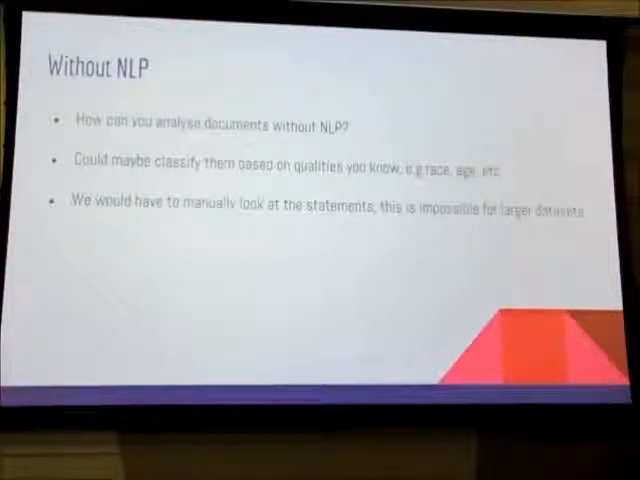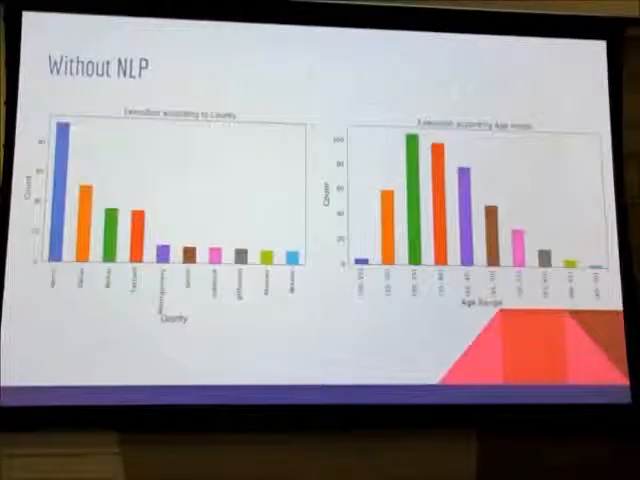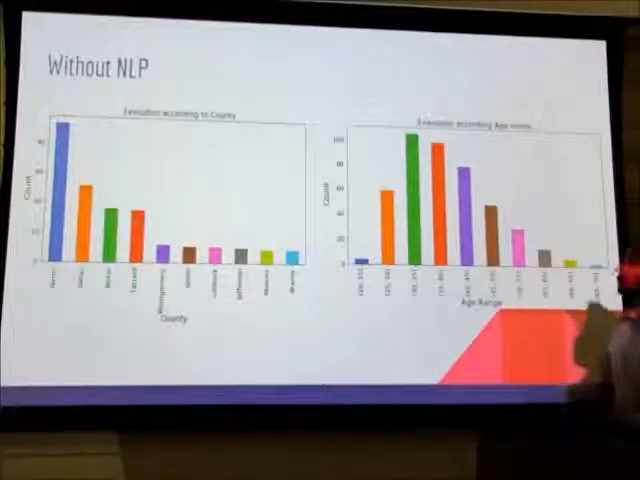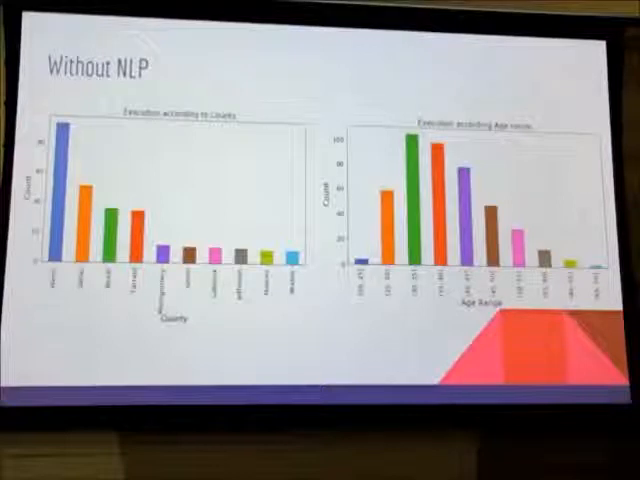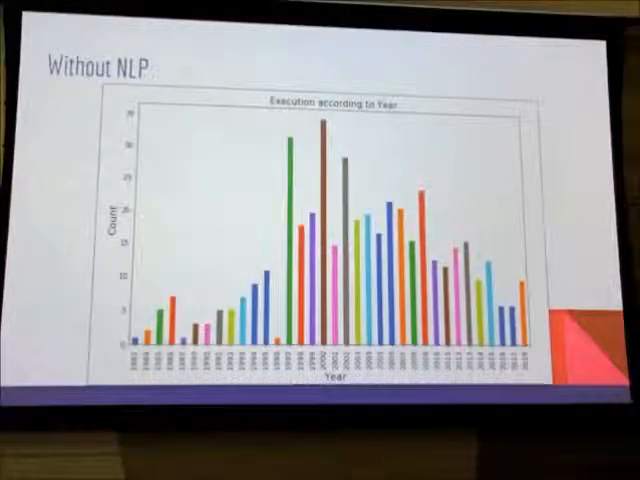So what people would have done without NLP is plot some graphs based on the county or the age range of the prisoners who have been executed. They would have shown the trend of which county has the most prisoners, or which is the most common age range in which people commit the crime or get the punishment. Moreover, they would have seen the trend according to the date, which shows how the number of punishments increases over the years.